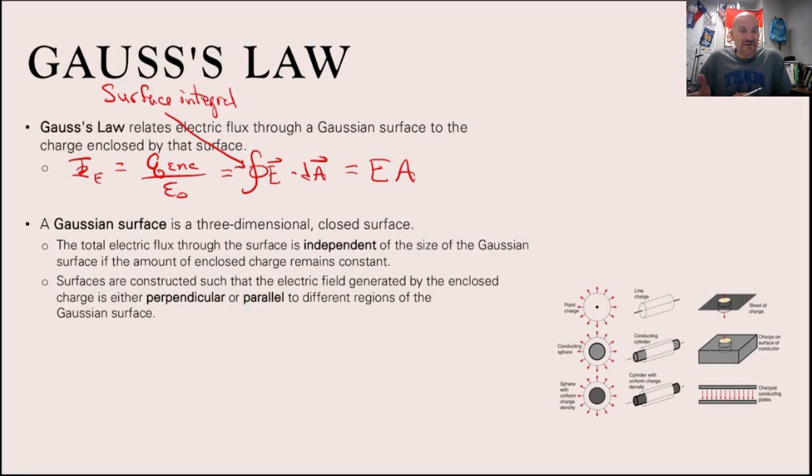So what is a Gaussian surface? A Gaussian surface is a three-dimensional closed surface. The total electric flux is independent of the size of the Gaussian surface. The amount of enclosed charge remains constant. And these surfaces are constructed such that the electric field will be either perpendicular or parallel to different regions of the surface. There in the bottom right, you can see some examples of surfaces.